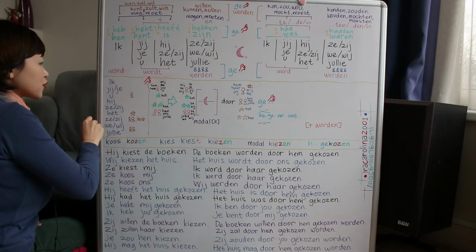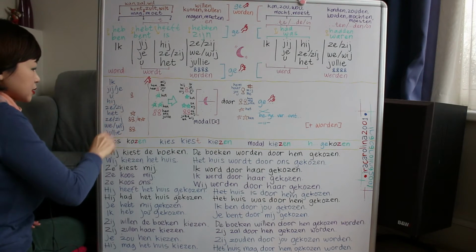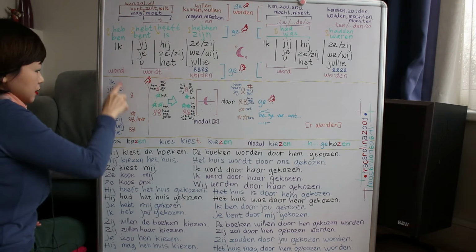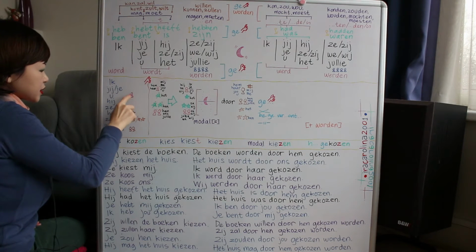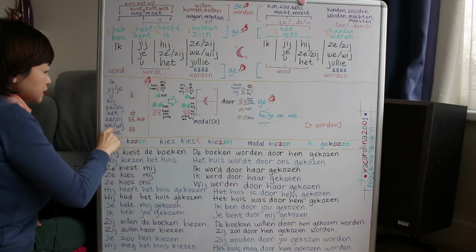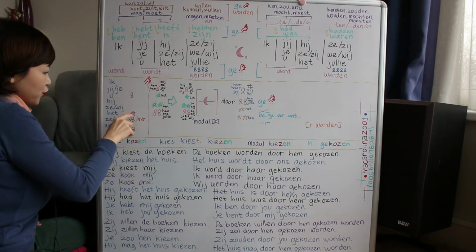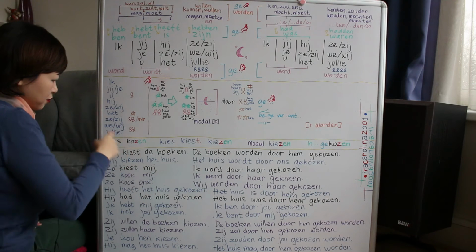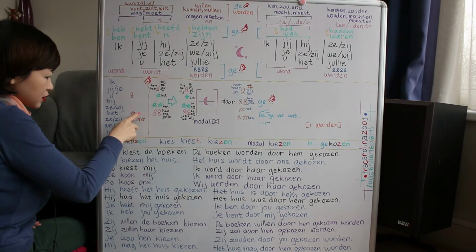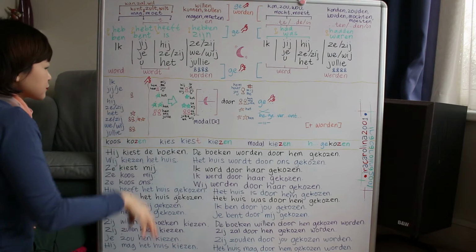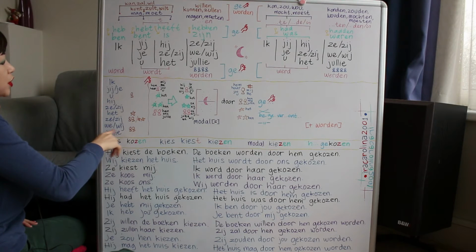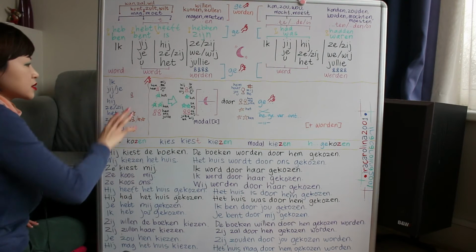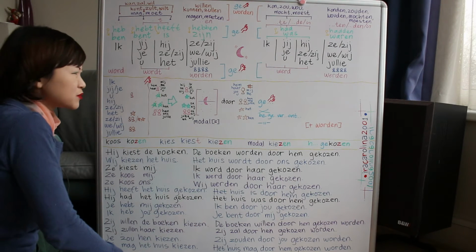The subject, of course, can be ik or this one. These words are for one person. This het is for one thing. Ze, zij, they can be more than one person or things. And wij or jullie can be more than one person. It's just symbolization.